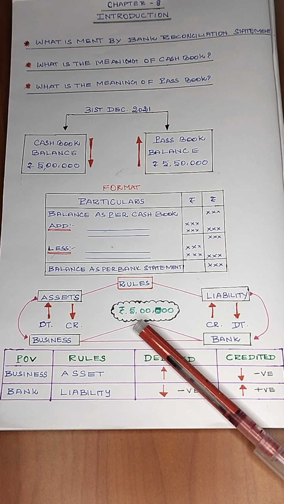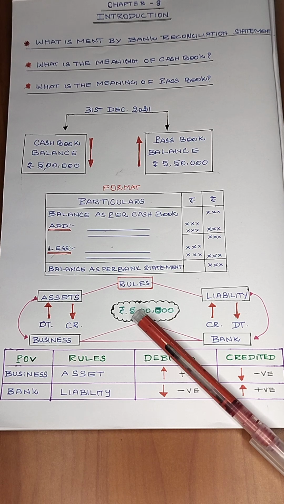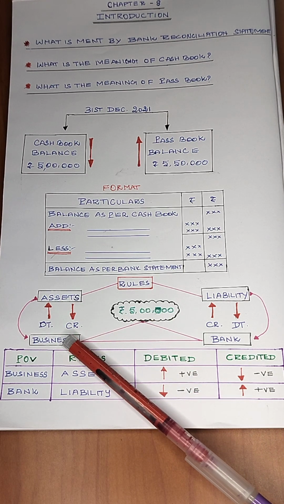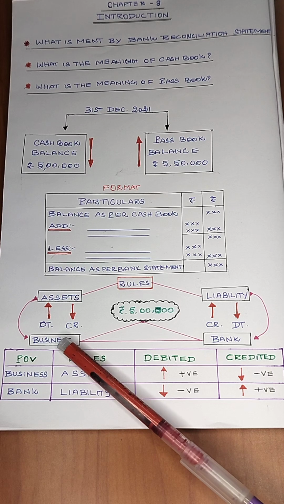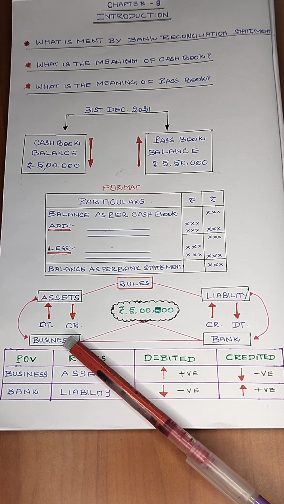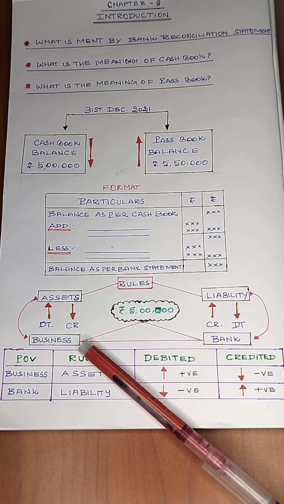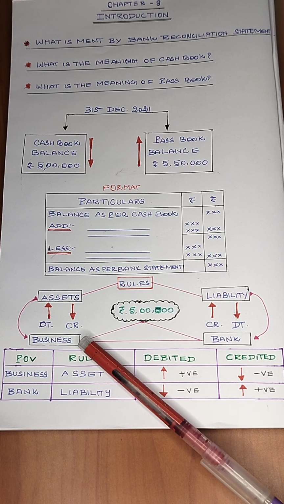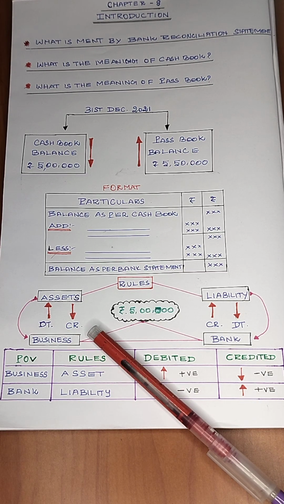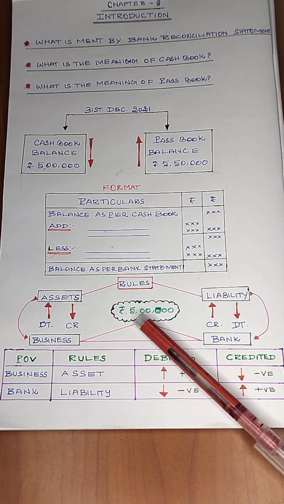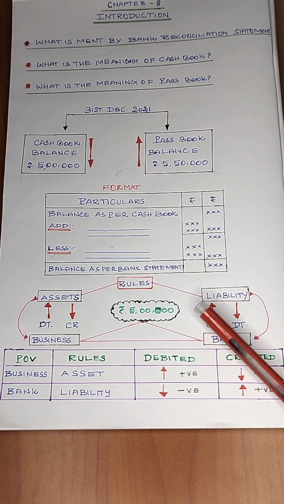What is the rule for the asset? Regarding the asset rule, whenever the bank balance increases, we debit it. Whenever an asset increases, we debit it, right? Whenever the asset value decreases, we credit it. Whenever the bank balance decreases, we credit it, right? It's very simple. Can you tell me what this 5 lakh rupees is for the bank? Is it an asset for the bank? No, it's not an asset for the bank.